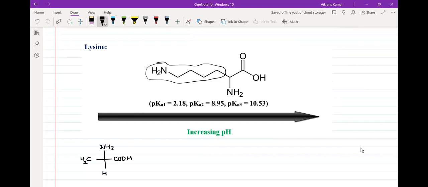CH2, how many? 1, 2, 3, 4. There are 4 carbon atoms, so I'll just write it like second, third, fourth, and then NH2. तो ये भी NH3 plus रहेगा ना, and this will also be NH3 plus. So the net charge, total charge is +2.